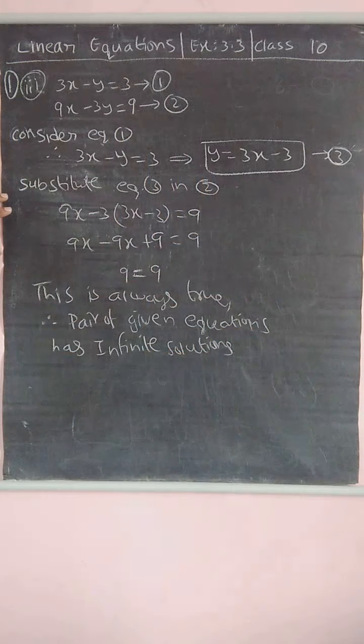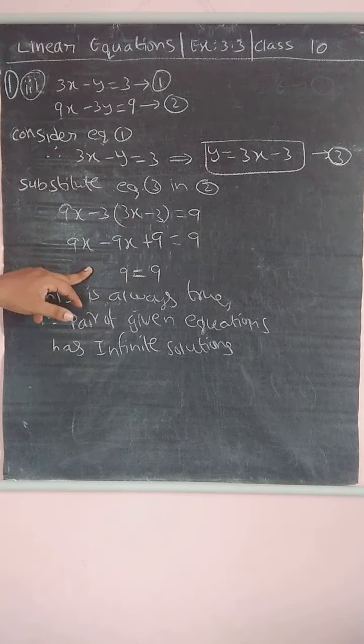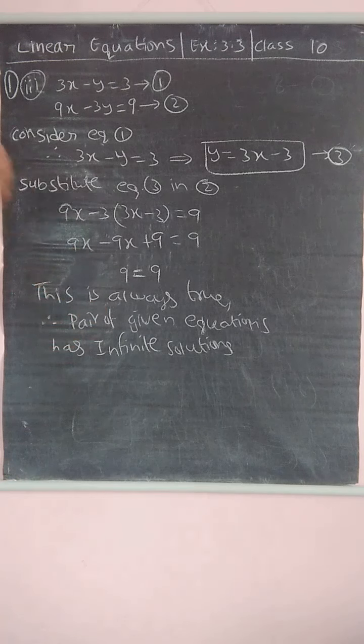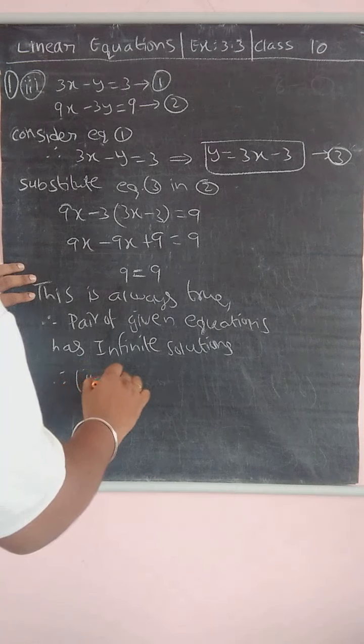So we can take any value of x and y. This is always true because there is no variable part. So we can say that this is true for all the values of x and y. So this consists of infinite solutions. Therefore the lines are coincident.